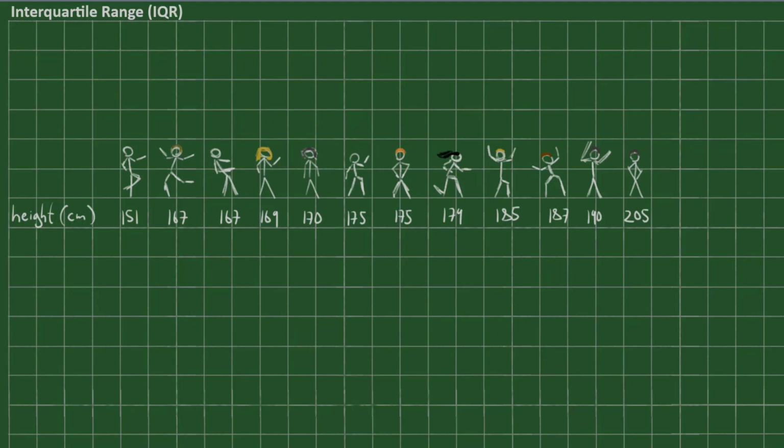Hello good people, I'm going to talk about the interquartile range. The interquartile range is the difference between the upper and the lower quartile. These are also known as Q3 and Q1 respectively. At this stage, it would be fair enough to ask what are Q1 and Q3 and what happened to Q2.